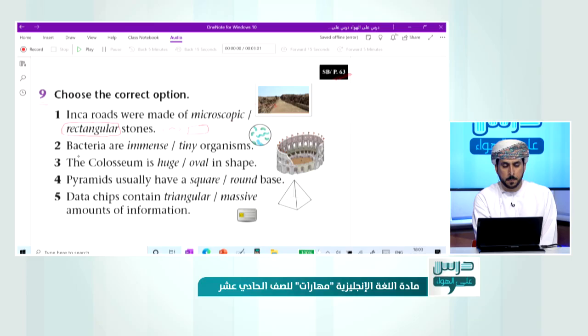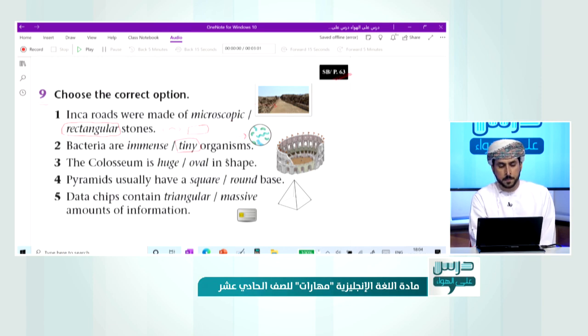Number 2. Bacteria are immense or tiny organisms. This is a photo of bacteria, and I think that you know this term because it's not a new one, because you have studied it in science. So bacteria are immense, very huge, or tiny organisms. Of course, bacteria are tiny organisms.